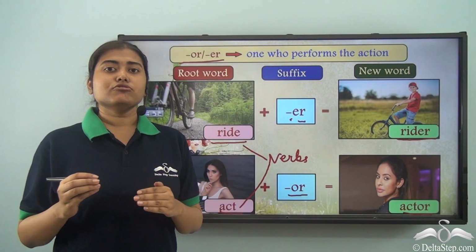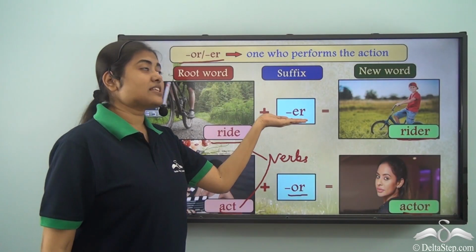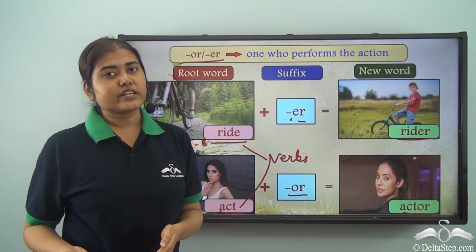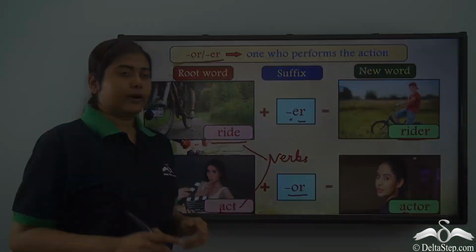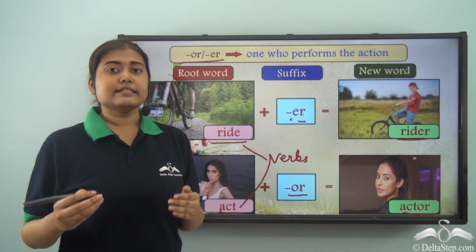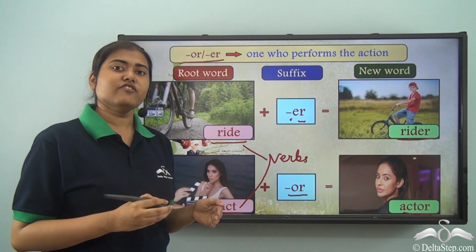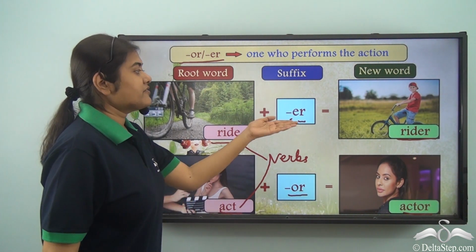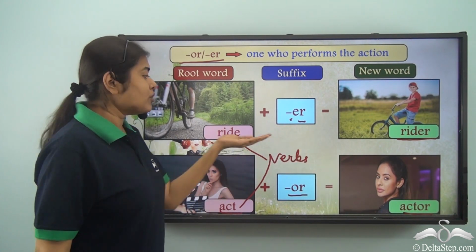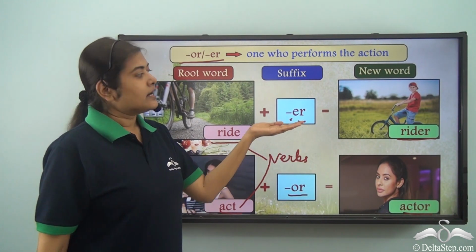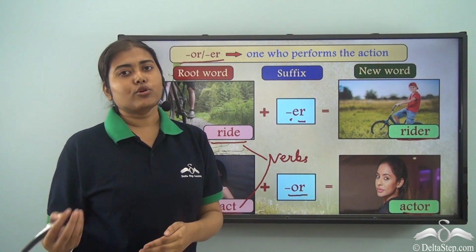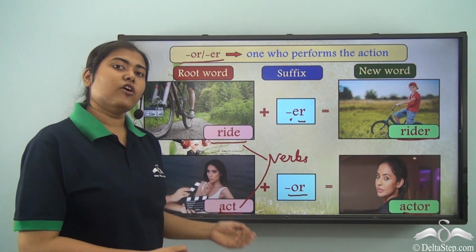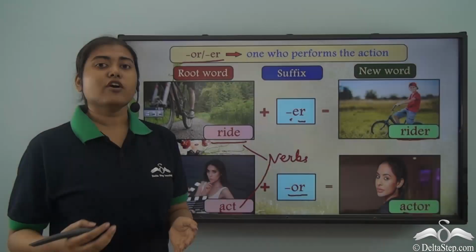Here what you need to note is that we have also used the suffix er to form the comparative degree of adjectives. So remember, when we have er as a suffix added to an adjective of manner, there we get the comparative degree of adjective. But if the suffix er is added to a verb, then we get another noun which shows the person who is performing that verb or performing that action.